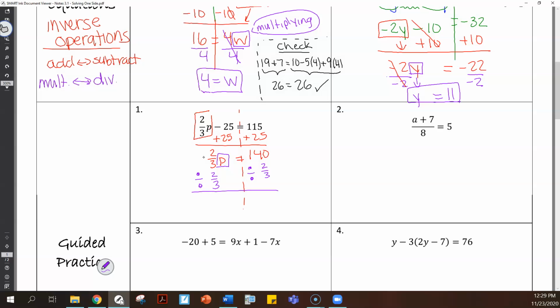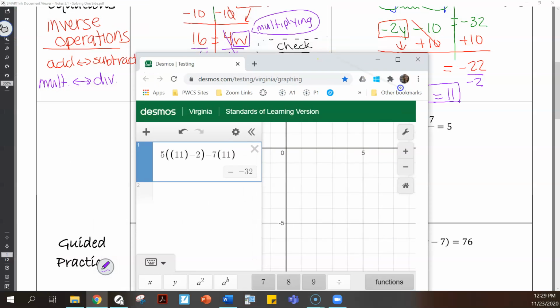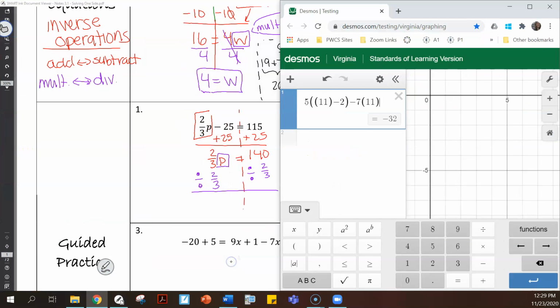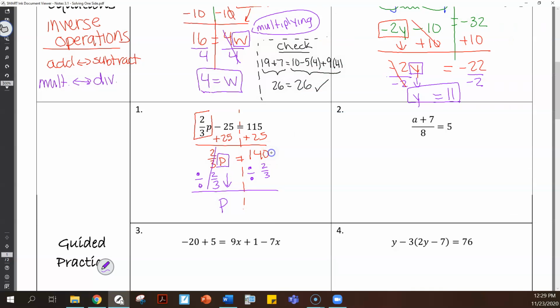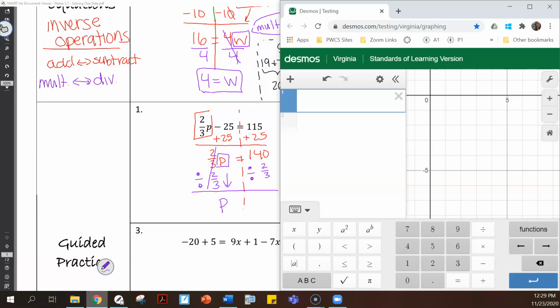Again, this feels weird, but Desmos can handle this. So I know that by dividing by this 2/3 here, that's going to reduce to 1, and I'm going to be left with just P on that side. Then I've got 140 divided by 2/3. Desmos can do this. It's going to look weird, but it is doing the calculation correctly. So 140 divided by 2/3 gives me 210.